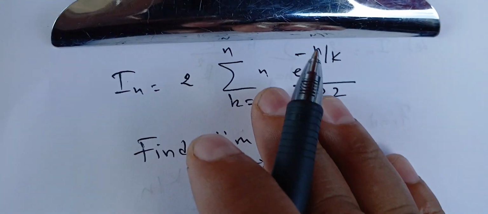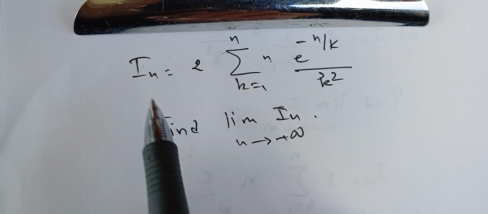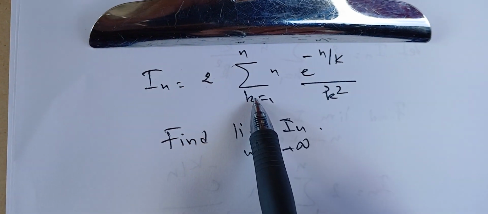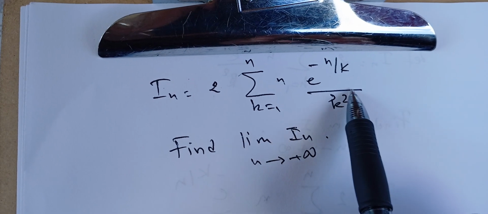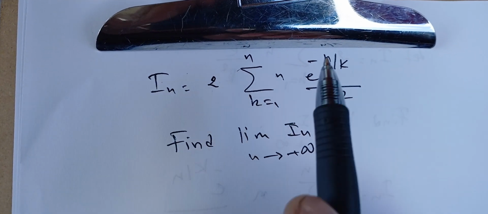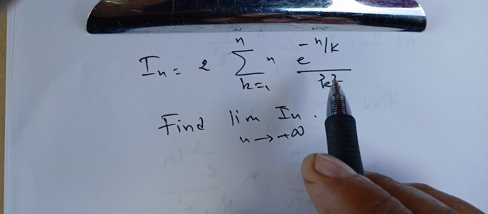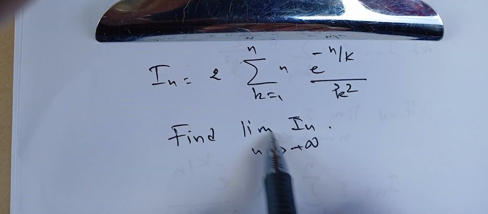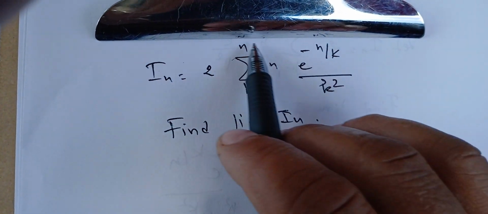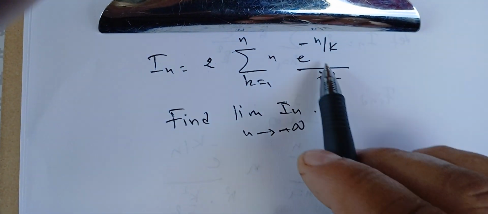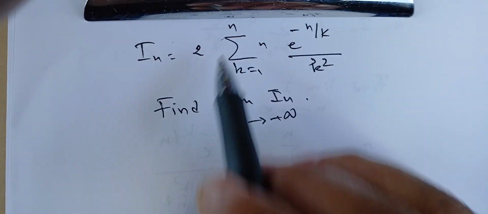Okay, now let's work with this problem. Let I_n equal the sum from k = 1 to n of n e^(-n/k) over k squared. We want to find the limit of I_n as n goes to infinity. We can do some study of this one, and it's going to be difficult, but the aim is to make sure that we use the Riemann sum.